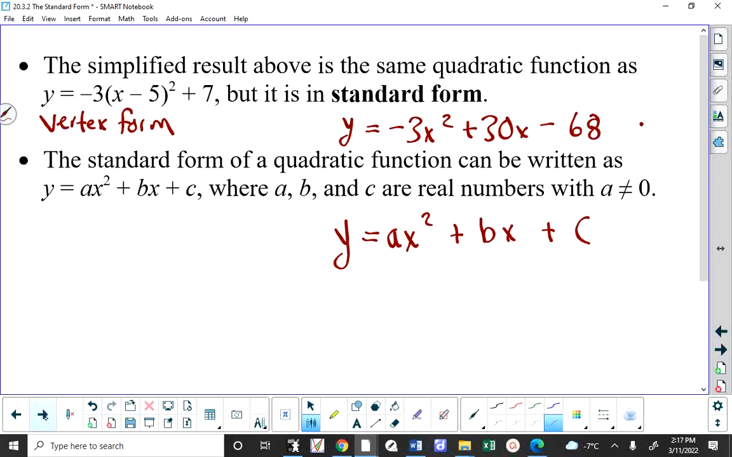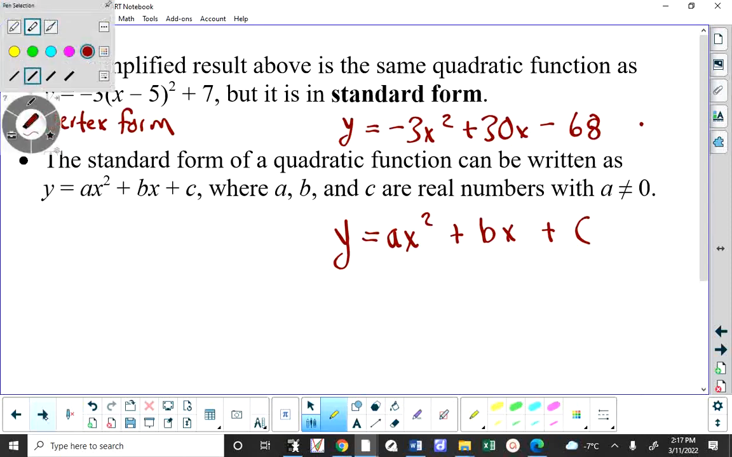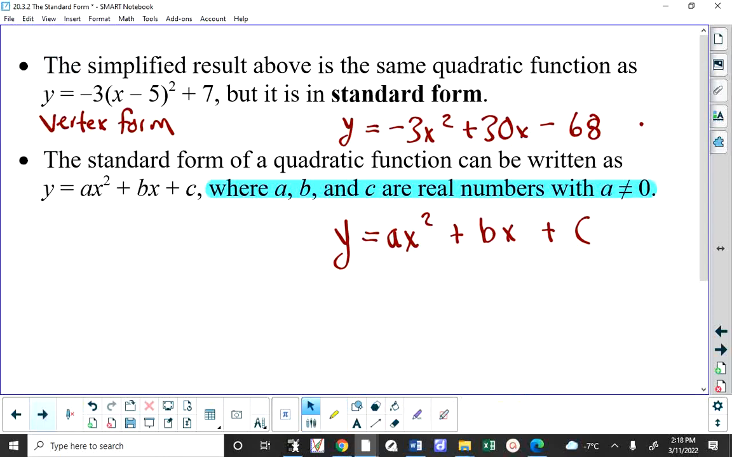All this other bit of business, this is like parsley on the fish. It doesn't really do much, but sometimes it's needed. They are real numbers, and a cannot be 0. The reason why a can't be 0 is if a is 0, then this first term doesn't exist, and it's a linear function and not a quadratic function. Okay, that's all.